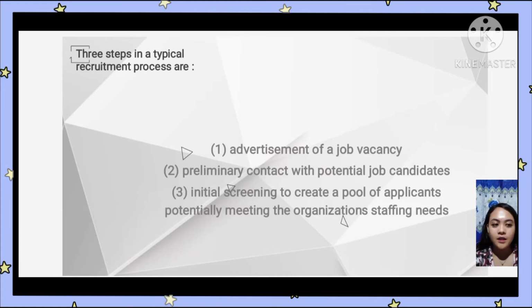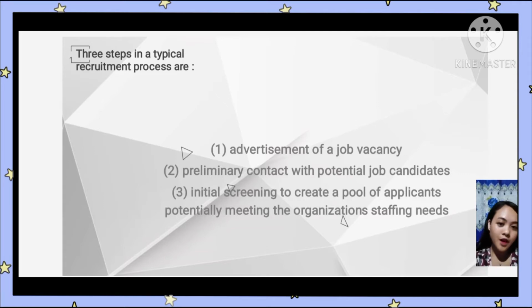It is where an applicant tells or shows his or her strengths, skills, and or experiences that can help the organization reach its goals. Number 3 is the initial screening to create a pool of applicants potentially meeting the organization's staffing needs. It is a phone call or in-person meeting organized by a recruiter to evaluate a job candidate's qualifications.